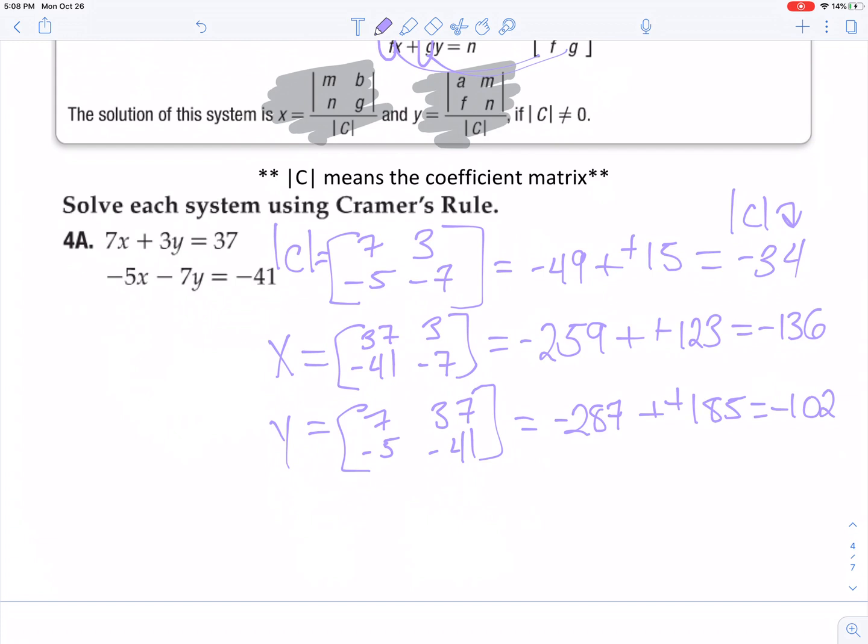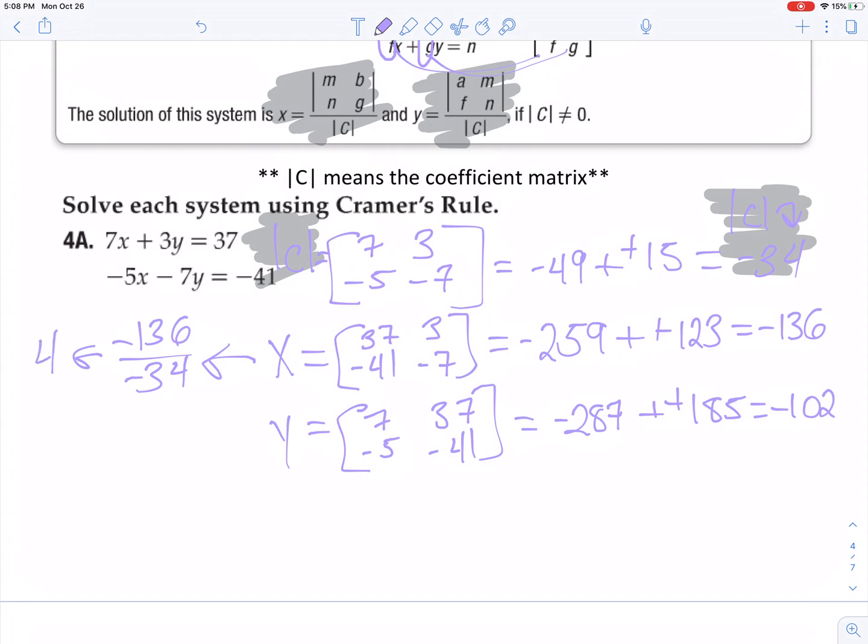What you're going to do is you're going to take the number you found. So for the x variable, take the number you found, -136, and you're going to divide that determinant by your coefficient matrix determinant. That was this thing right here. So I'm going to divide by -34. And a negative divided by a negative is a positive, and you actually just get a nice happy 4. That means x equals 4.